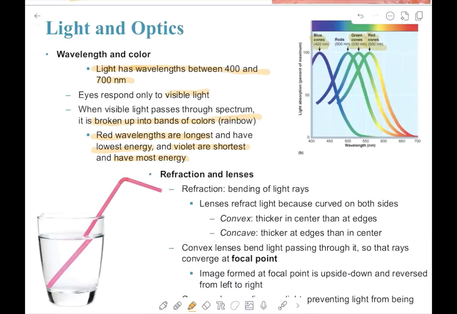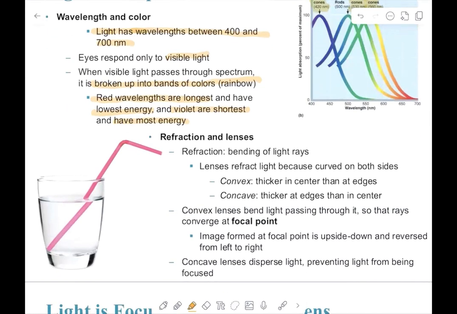The next topic on this slide is refraction and lenses. The word refraction means the bending of light rays. So lenses refract or bend light because they are curved on both sides. Convex means it's thicker in the center than at the edges, and concave means that it's thicker at the edges than in the center. So the lens is what we call biconvex because it's thicker in the center than at the edges. Concave would be the opposite shape.